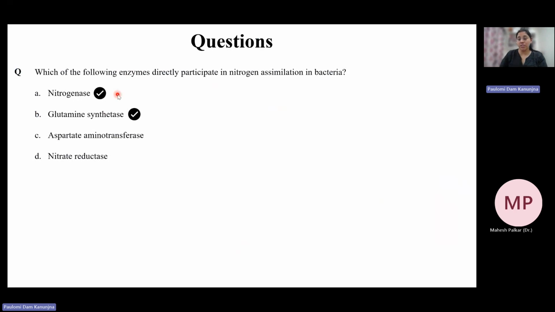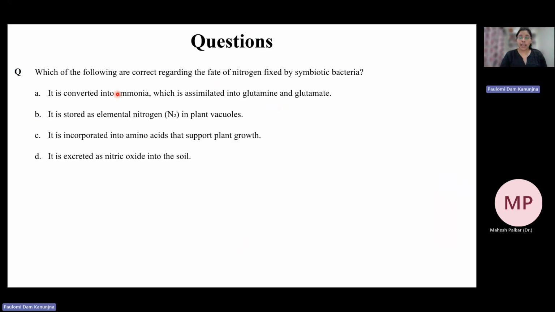But I was answering pertaining directly to the conversion of ammonium. That's why I didn't put D. But if you look at the broader picture, then that is also correct. Yeah. And the last question for the day. Which of the following are correct regarding the fate of nitrogen by symbiotic bacteria?